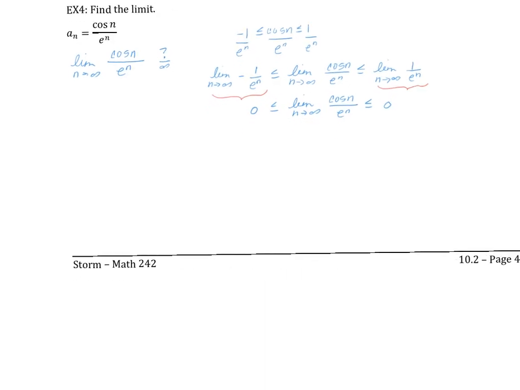And this is how you would show your work. You wouldn't skip these steps. So I need to make my conclusion. I'll use some conclusion word like thus. The limit as n goes to infinity of cosine of n over e to the n is equal to 0. Why? By the squeeze theorem. That would be the justification.